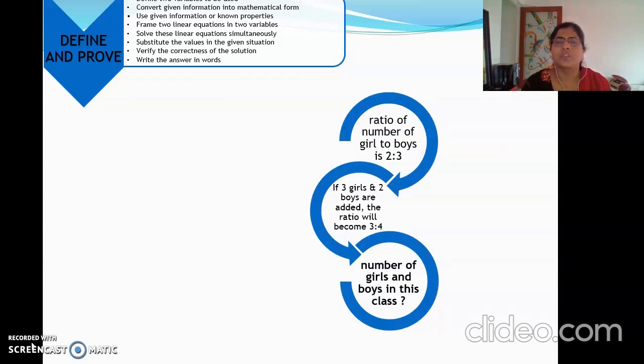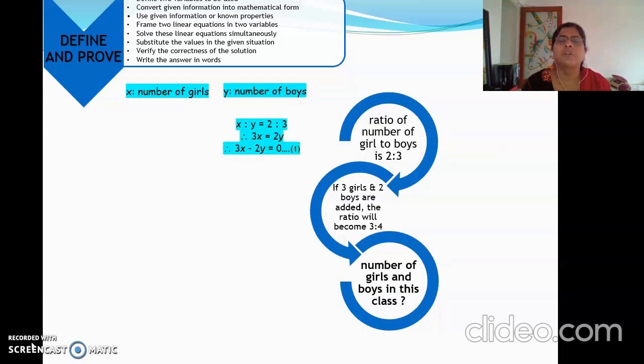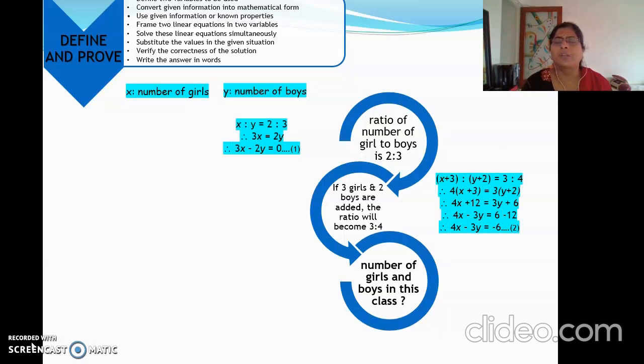Now in the situation of finding the number of girls and boys, let's assign x as the number of girls and y as the number of boys. Now as the ratio of the number of girls to boys is 2:3, x is to y is 2:3. By taking the product of extremes equal to the product of means, we get our equation x minus 2y is equal to 0. And after adding 3 girls and 2 boys in the class, the new ratio is 3:4. Solving this, we get our second equation, 4x minus 3y is equal to minus 6.